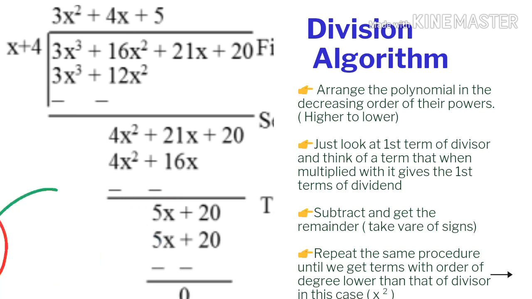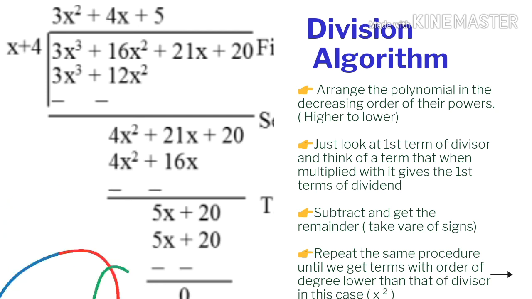Taking the next term down, that is 21x. Now look at the first term of the new dividend, 4x square. What should be multiplied to the first term of the divisor x to get 4x square? That is 4x. So 4x gets multiplied to the divisor x plus 4 to give you 4x square plus 16x. We go on subtracting till the remainder is less than the divisor's power. In this case, the remainder is 0.